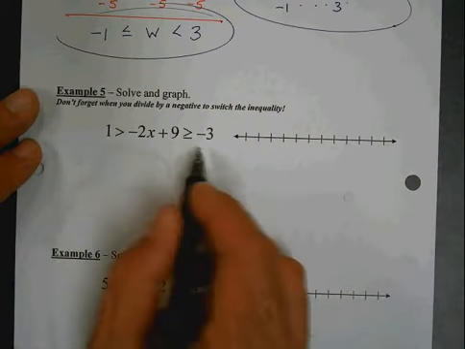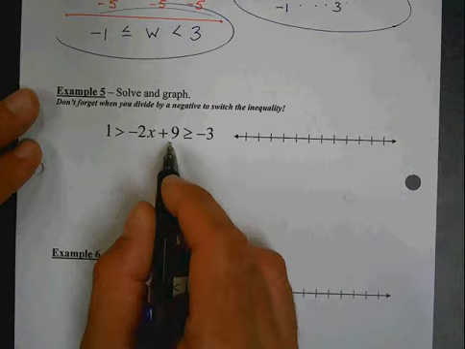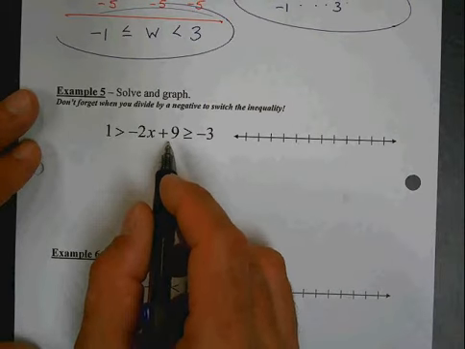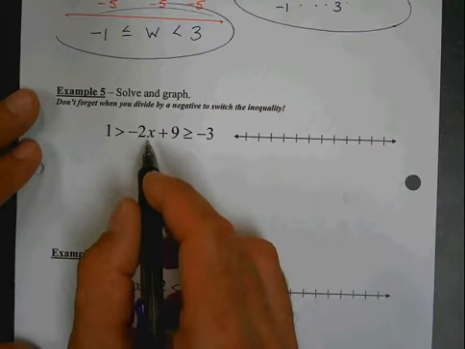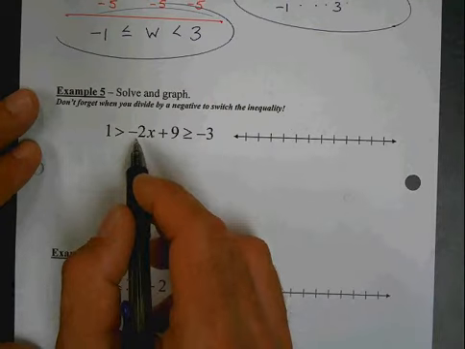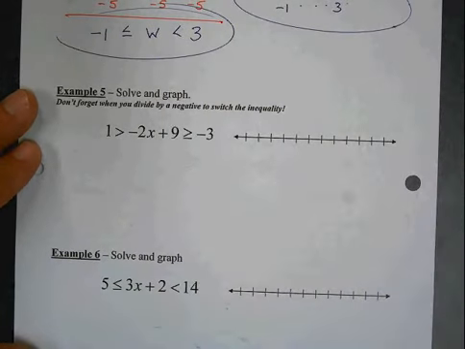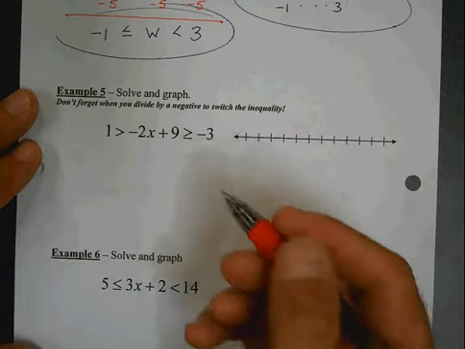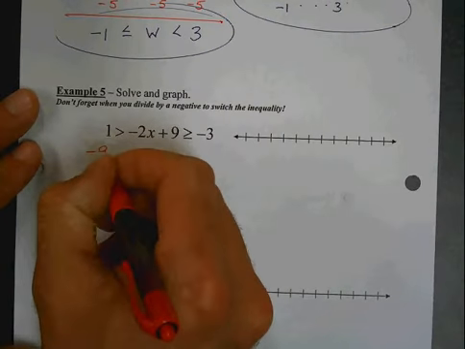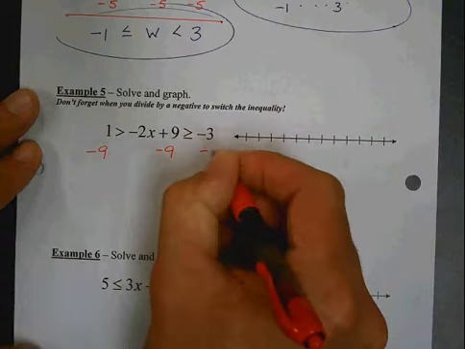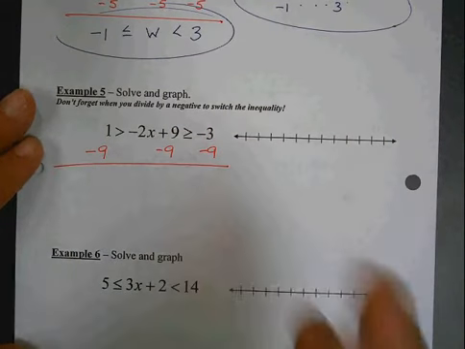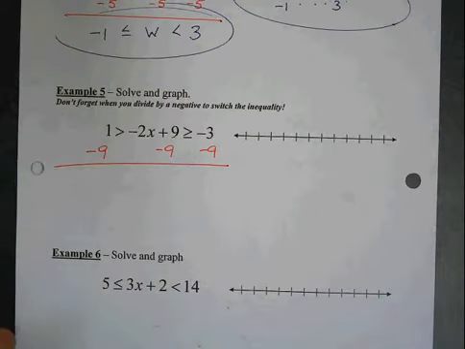Okay, example 5. We got this -2x plus 9. How do I get rid of and isolate just down to the x? Am I going to deal with the -2 first or the 9 first? Which makes it easier for us? Think with me. Okay, so everyone put a -9, -9, and -9. Remember, you have to do it to all 3 sides of the equation. All 3. Go from there.